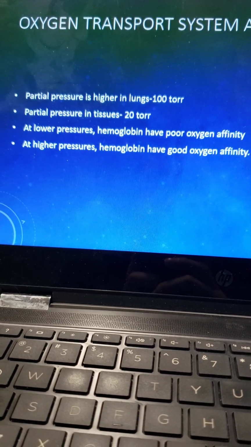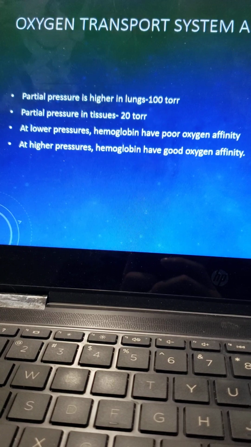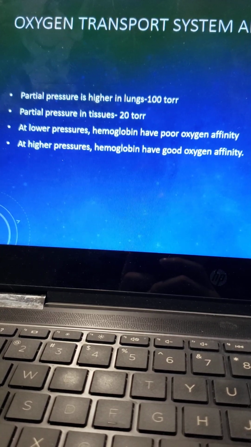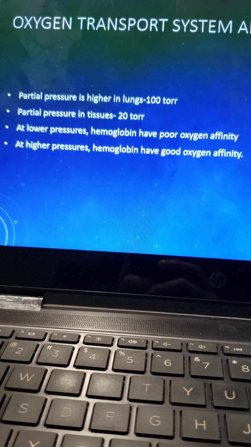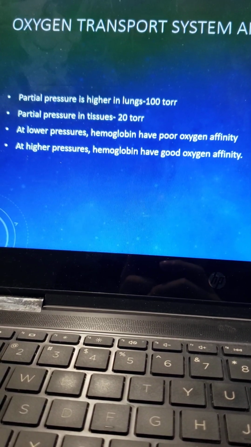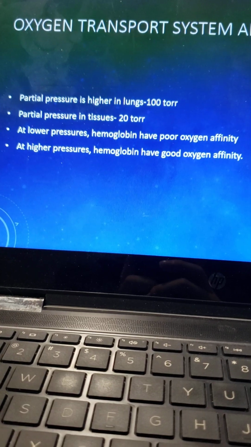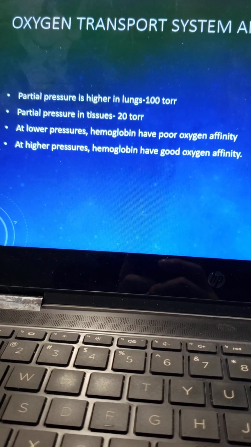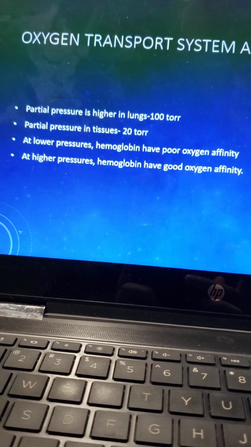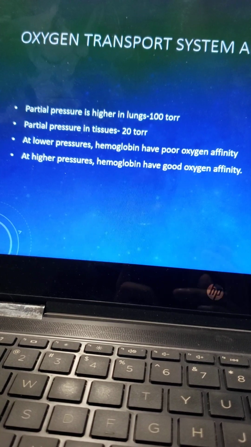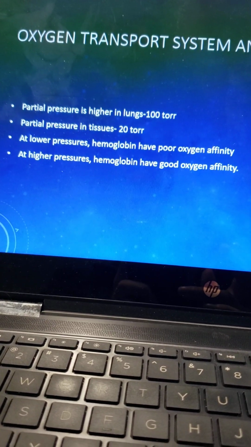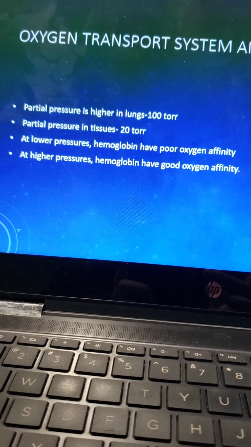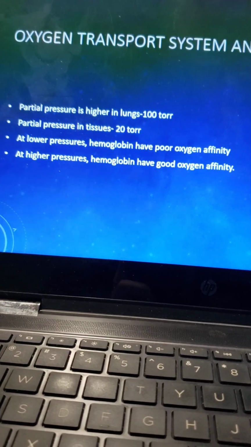At lower partial pressures of oxygen, the hemoglobin molecule actually has poor oxygen affinity, but at higher pressures, hemoglobin has good oxygen affinity, which helps explain why hemoglobin can bind to oxygen so well in the lungs but releases it and is a poor oxygen binder in the rest of the body. It binds really well in the lungs because of the high partial pressure, and releases it and is a poor binder in the rest of the body because of the lower partial pressure.